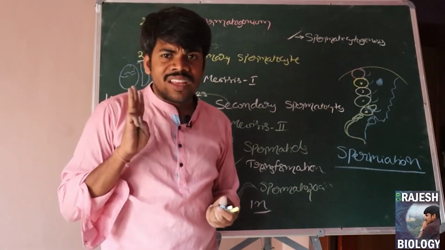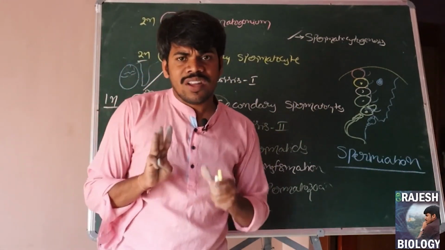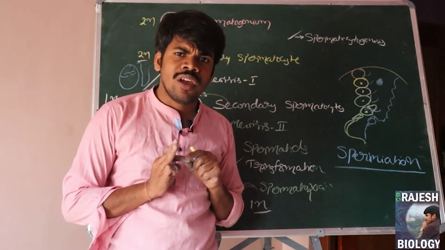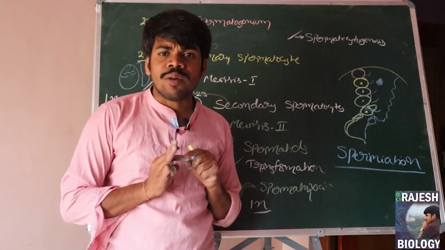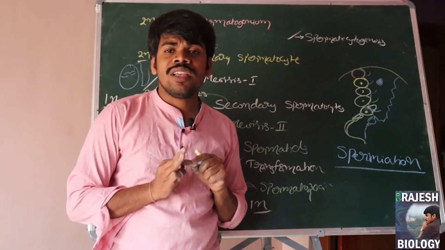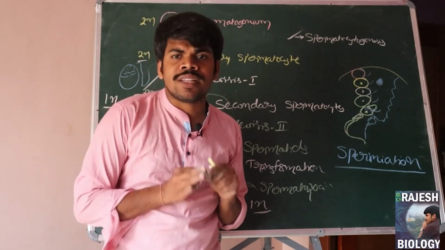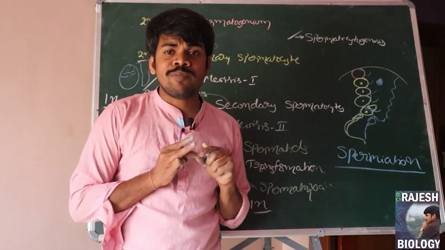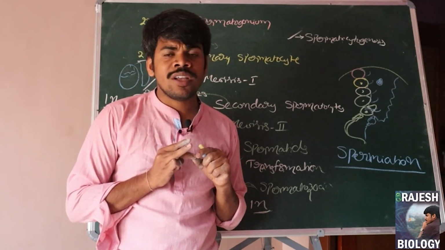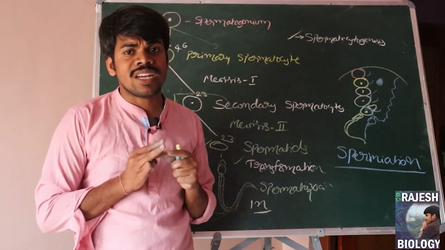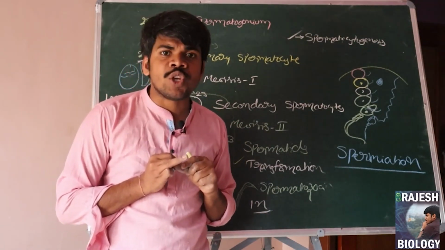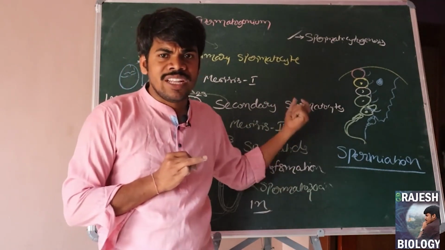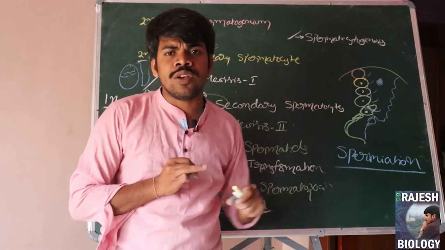So here are 3 words you have to differentiate. Spermatogenesis: the process of formation of haploid sperm cells from the diploid spermatogonia is called spermatogenesis. Spermiogenesis: transformation of spermatid into spermatozoa is called spermiogenesis. Spermiation: releasing of sperm cells from the seminiferous tubules, releasing of sperm cells from the Sertoli cells.